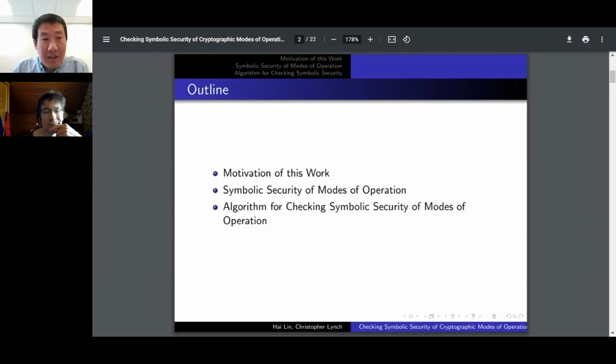So this is the outline of my talk. First, I'm gonna talk about the motivation of this work, and then I'll talk about what symbolic security is. And then after that, I will talk about an algorithm for checking symbolic security of modes of operation. In the interest of time, I'm gonna simplify things a little bit. So what I'll talk about doesn't correspond exactly to what's in the paper, but of course the ideas are the same.